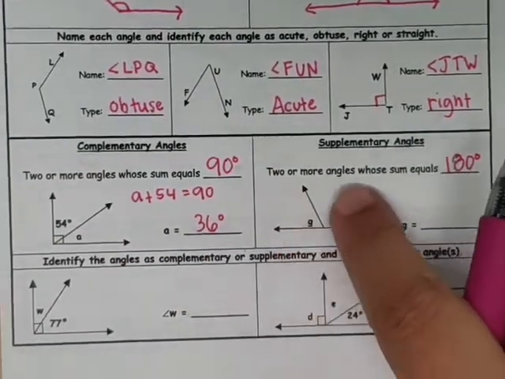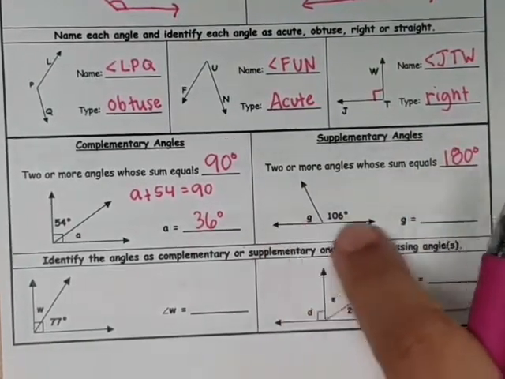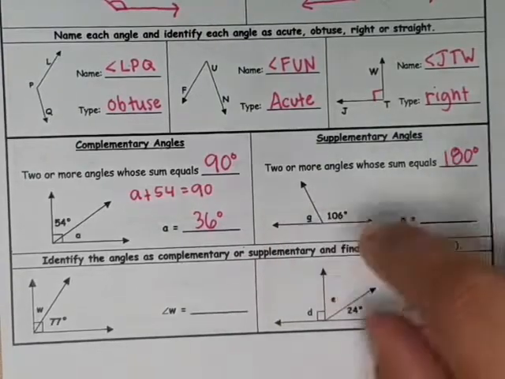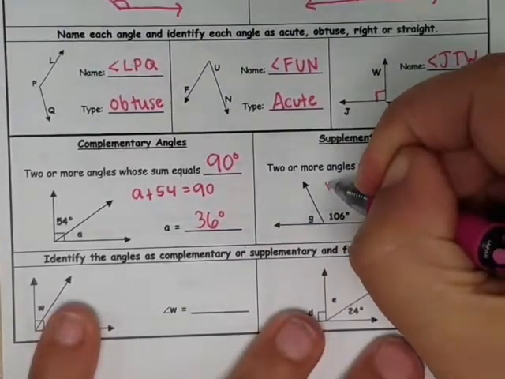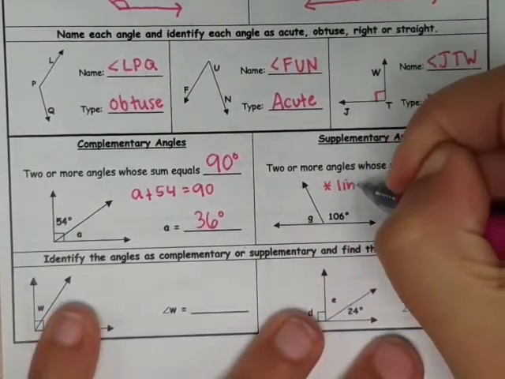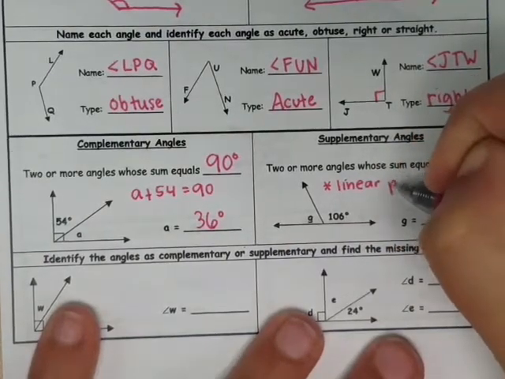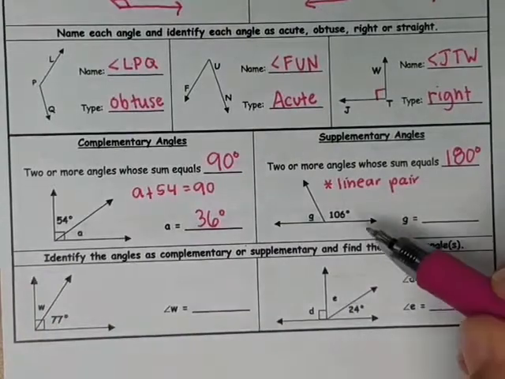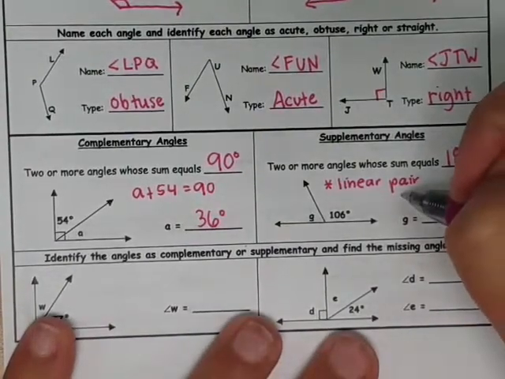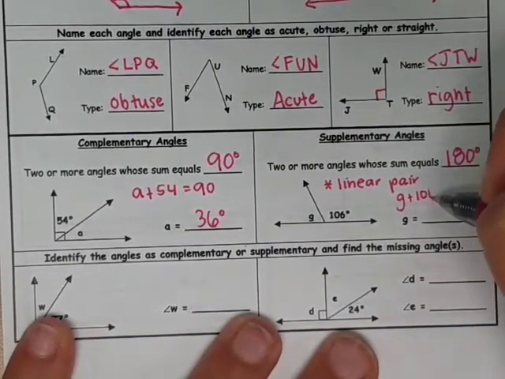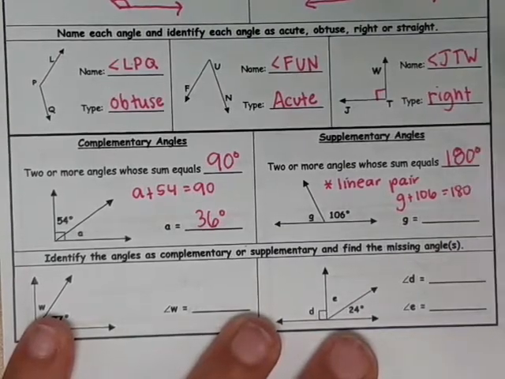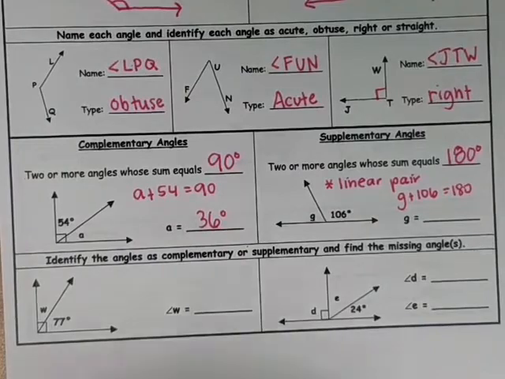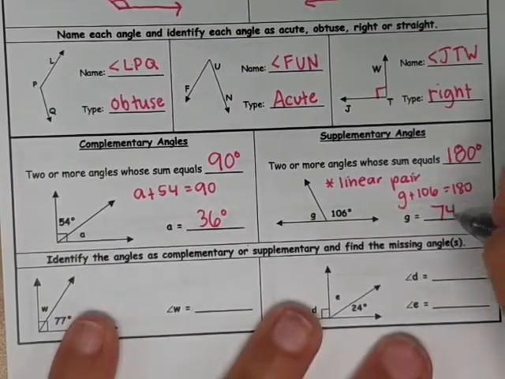Supplementary angles are two or more angles whose sum is 180, so they form a straight line. Here, we can also call these linear pairs because they form that straight line. So this is a linear pair. What we're going to do is G plus 106 gives me 180, and then subtract 180 by 106. Then you get an angle measure of 74 degrees.